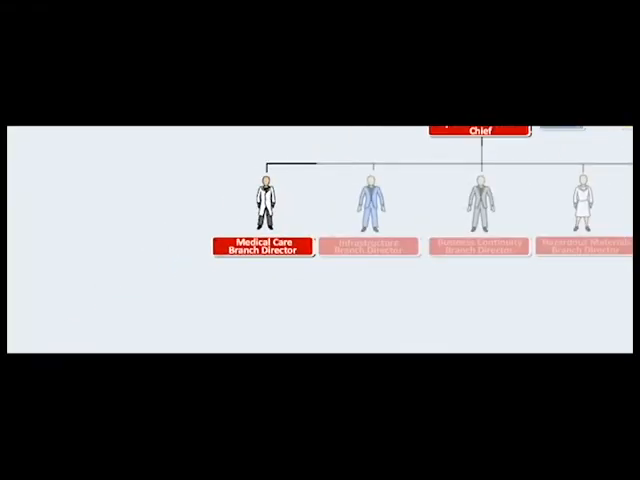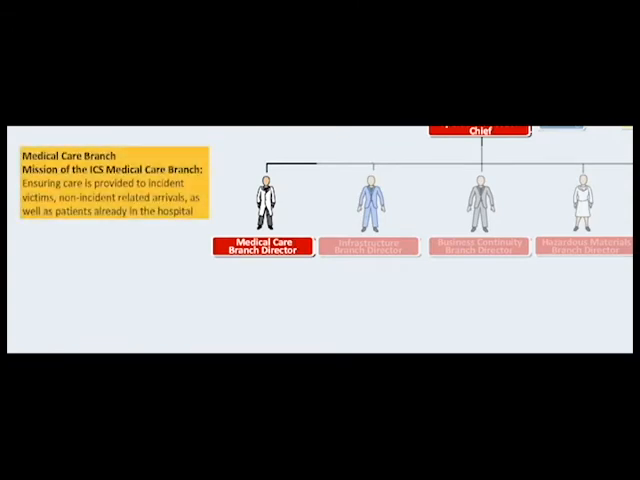The medical care branch of the operations section is responsible for ensuring care is provided to incident victims, non-incident related arrivals, as well as patients already in the hospital. This branch's director works with the logistics section to ensure medical care resources such as personnel, equipment, medications, and supplies are requested, and with the staging manager to ensure their delivery.